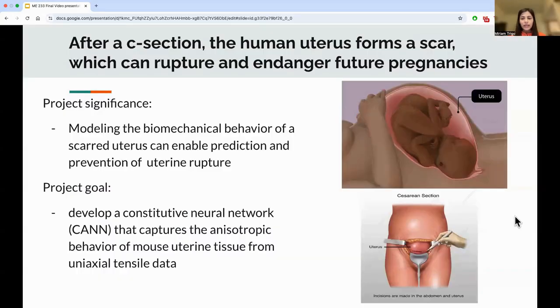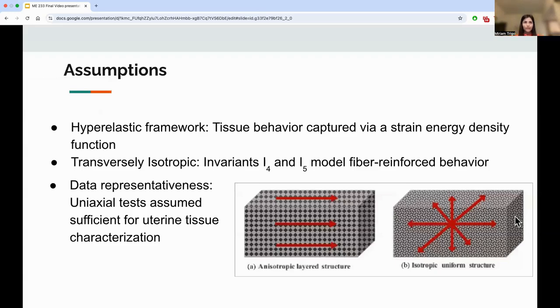In our project, we aim to model the biomechanical behavior of a scarred uterus to predict and prevent uterine rupture, a life-threatening complication after a C-section. To achieve this, we developed a constitutive neural network that captures the anisotropic behavior of uterine tissue in a mouse model. So for our assumptions, we're using a hyperelastic framework, and we're modeling the uterine tissue as transversely isotropic.